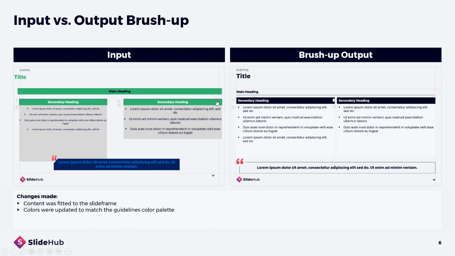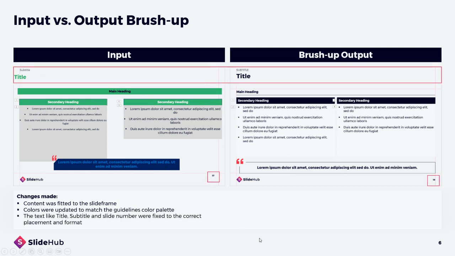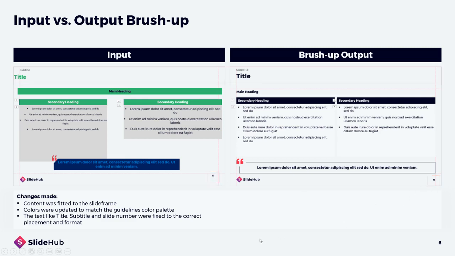Then the colors were updated to match the client's color palette. You can see here we're using greens, grays, and blues, and now we're using the correct colors for the client based on the guidelines. Then the text like title and subtitle was also adjusted to fit the correct placement. You can see here the title and subtitle were off, now they're correct, and the page number was incorrect and now it's fully correct.